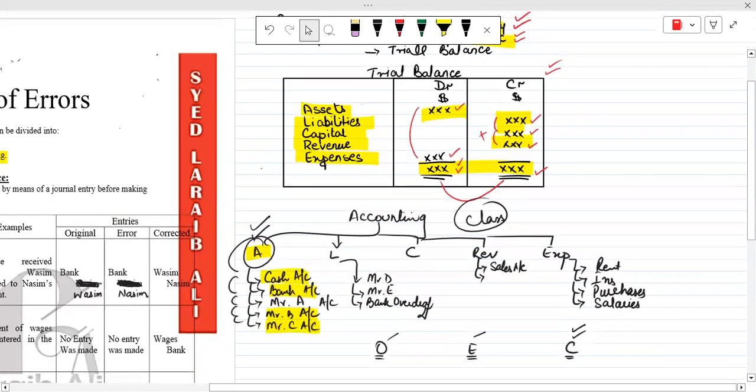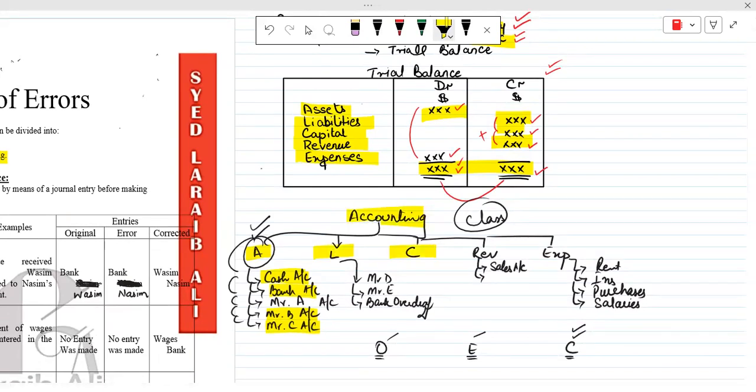Then further we discussed that accounts are classified into categories: assets, liabilities, capital, revenue, and expenses. And each class, like asset is a class, has different T accounts. Like in assets, we have cash account, bank account, Mr. A, who is our credit customer, Mr. A's account, Mr. B, another credit customer's account, Mr. C, another credit customer's account. So all the accounts related to assets are recorded under the heading of assets.